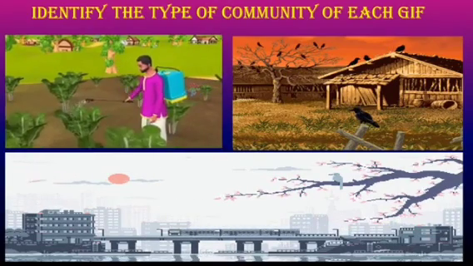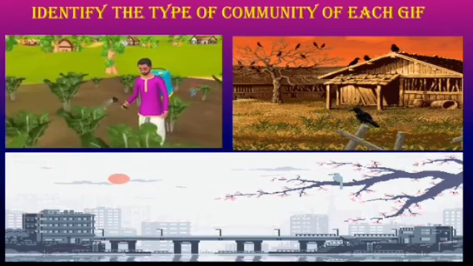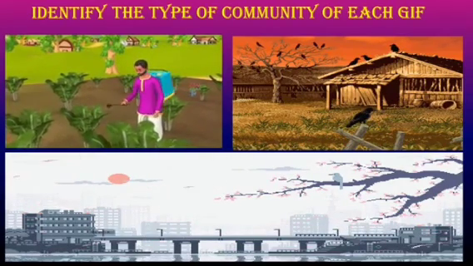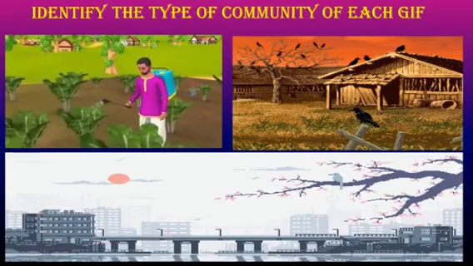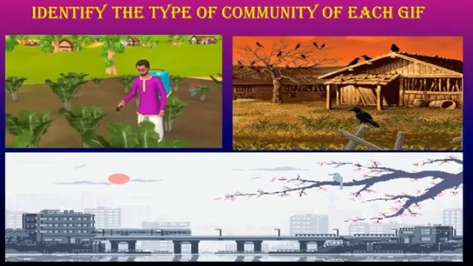Yes, the top left corner is a farmer. So it is a rural community. The top right corner is a tribal community. And that big train which is passing by belongs to the urban community.